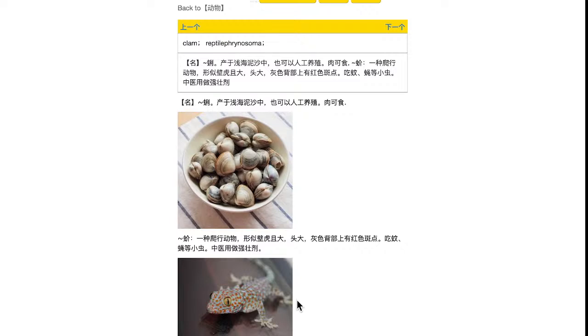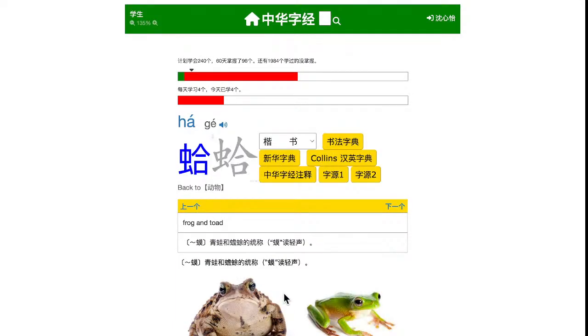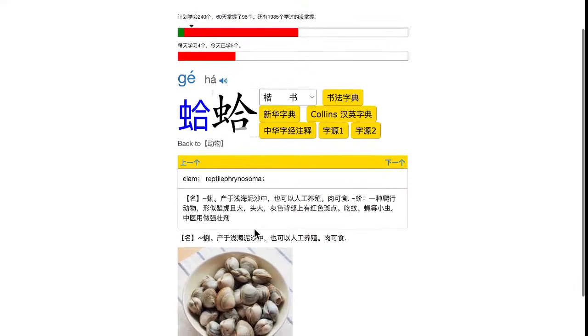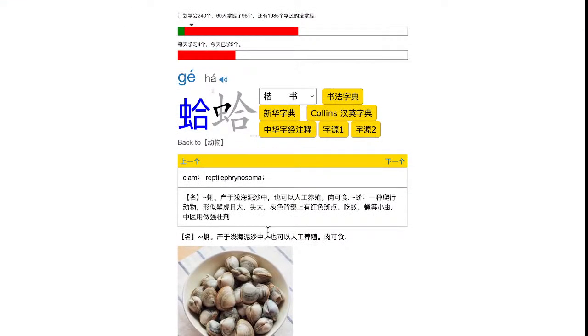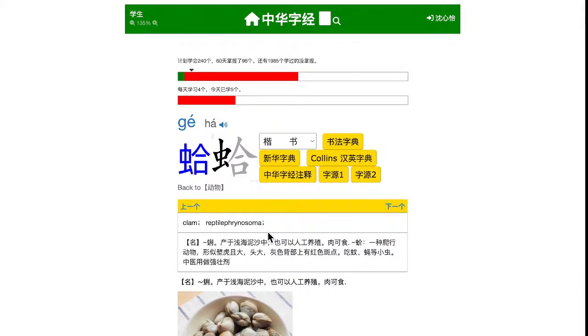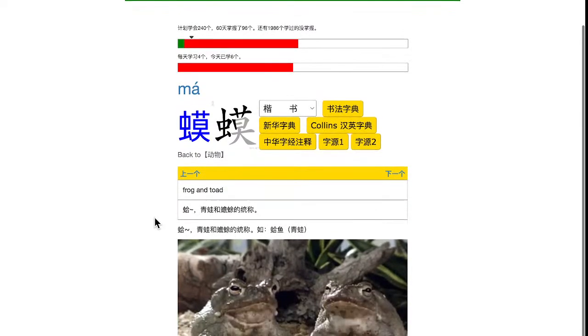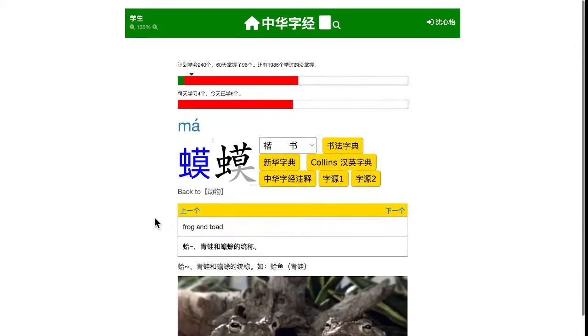Okay. All right. Let's go back. Okay, so this is 蛤蜊, 蛤蚧. Then this is hama. Hama is, we just learned, frog or toad. All right.